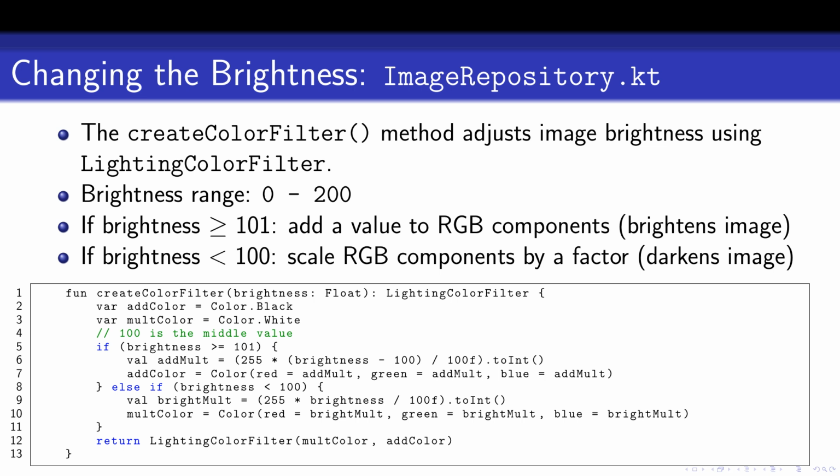In the ImageRepository class, the method createColorFilter translates the slider value into color changes. If the brightness is above a midpoint of 100, it increases the RGB values, making the photo brighter. If it's below 100, it scales the values down, making the image darker. This gives the user a seamless range from dark to bright using intuitive controls.